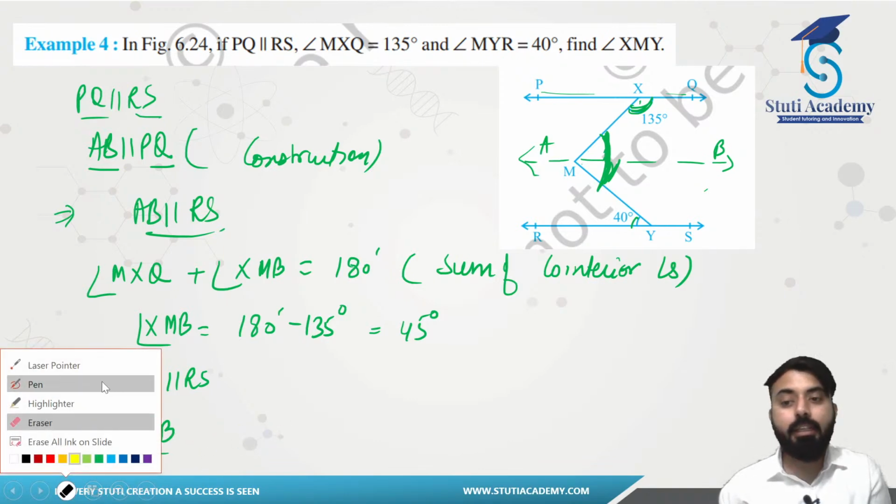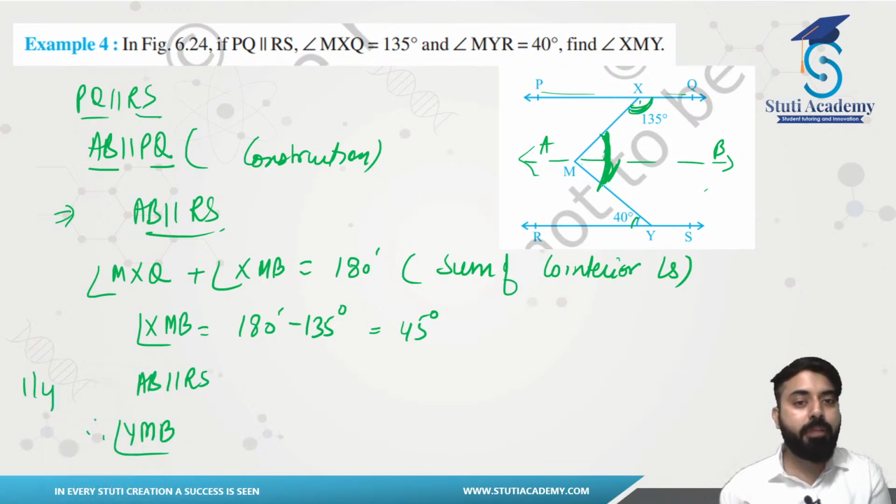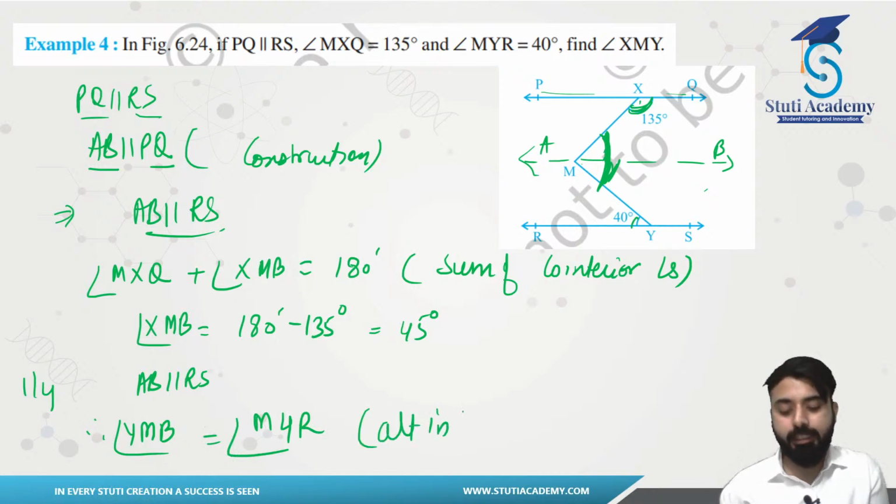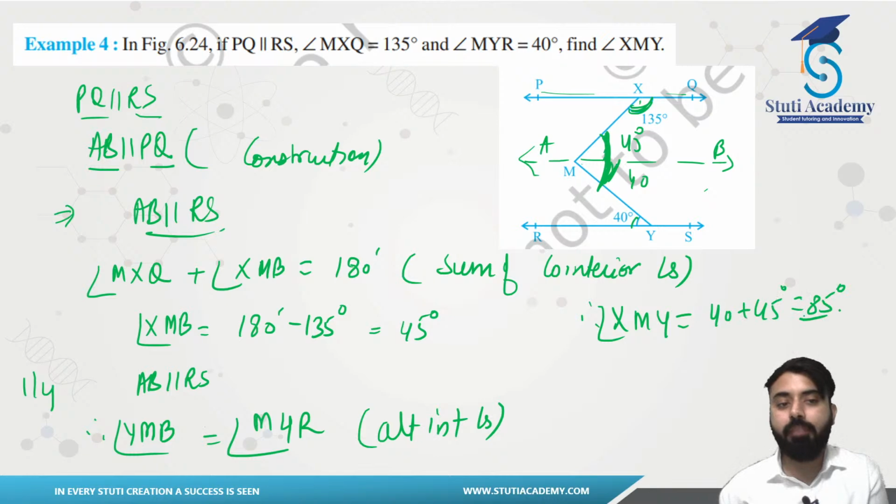So angle YMB, which is this one, and angle MYR, both of them will be what? They will be equal. Why? Alternate interior angles, right? So if this is 40, this is 45, therefore angle XMY, that will be what? 40 plus 45, that will be 85 degrees.